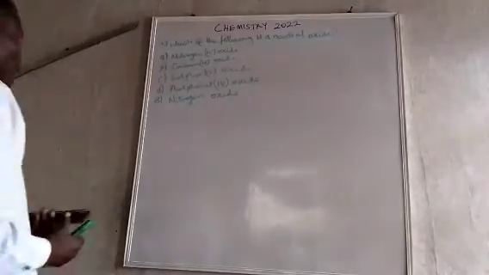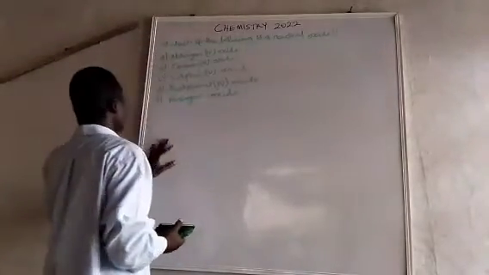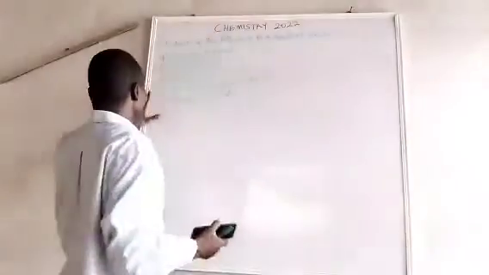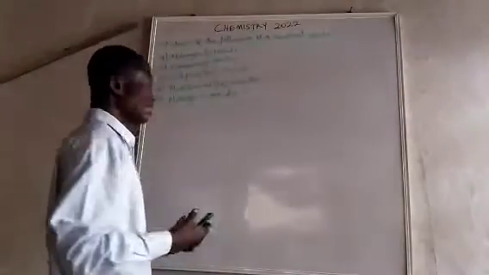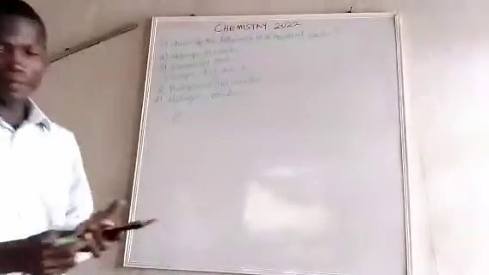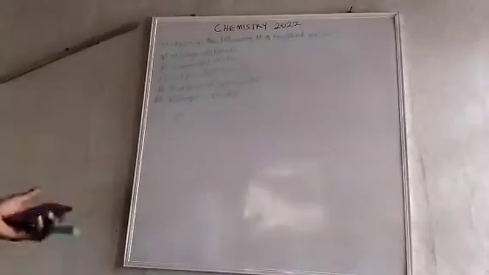Which of the following is a neutral oxide? A, nitrogen IV oxide. B, carbon II oxide. C, sulfur IV oxide. D, phosphorus IV oxide. E, nitrogen oxide. The answer is E, nitrogen oxide. So you check nitrogen and its compounds.